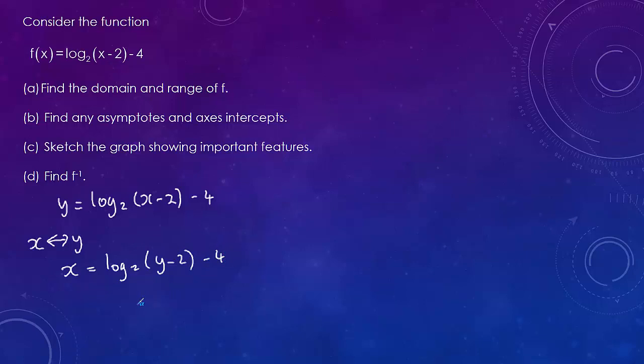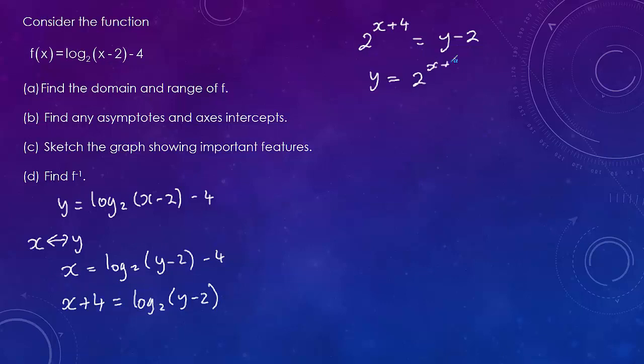And now what we need to do is make y the subject of the formula. So I'm going to have x plus 4 is log to the base 2 of (y minus 2). And take the inverse function of both sides. So that's 2 to the x. So 2 to the (x plus 4) would be equal to just y take away 2. Remember, they're inverse functions. And so that would give us y is equal to 2 to the (x plus 4) plus 2.